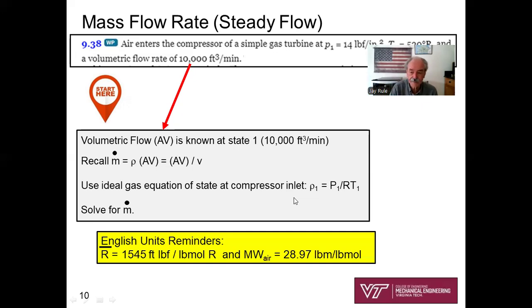And so we solve for m dot. Let's see. We're in English units, so we need R for air. And if we haven't committed that to memory, remember that R for air is R bar over the molecular weight of air. We definitely remember that R bar is 1,545 foot-pounds force per pound mole degree R, and the molecular weight of air is 28.97 pounds mass per pound mole, to give us an R for air of about 53.33 or 53.34 foot-pounds force per pound mass degree R.